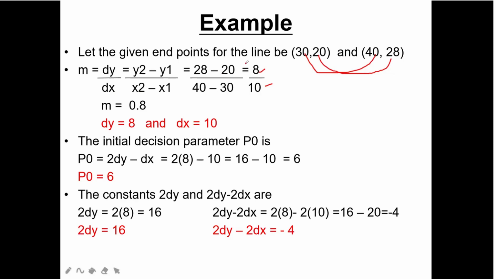Okay. So now if you want to find out your m value, how are you going to do it? The formula is dy by dx. So dy is 8 divided by dx value is 10. So 8 by 10 will be equal to 0.8. So you got the value of your m, and also you got your values of dy and dx. So you are going to keep it as it is.